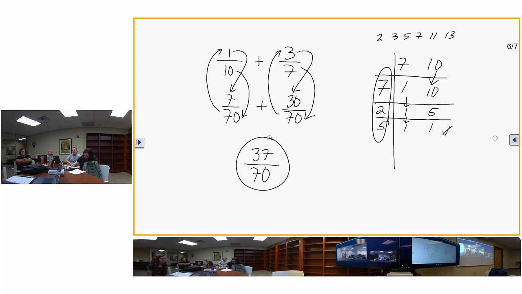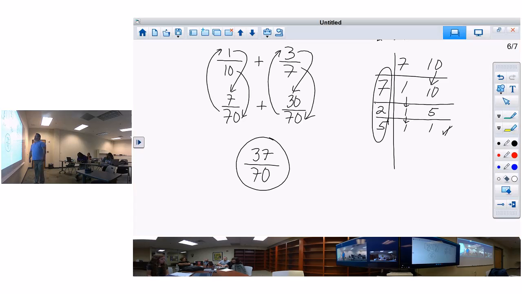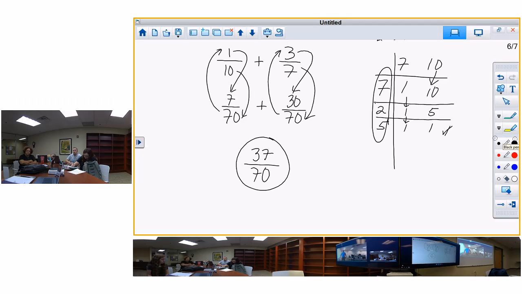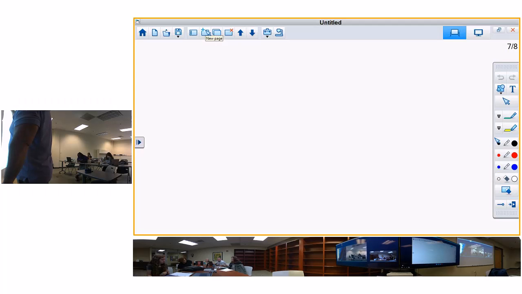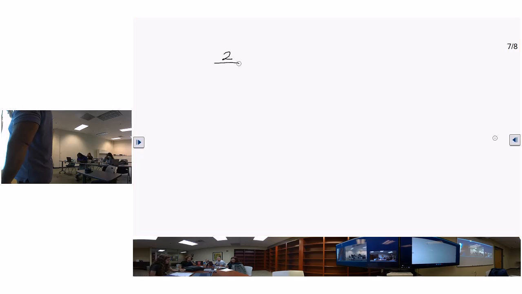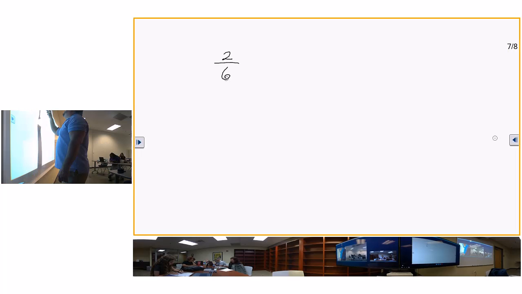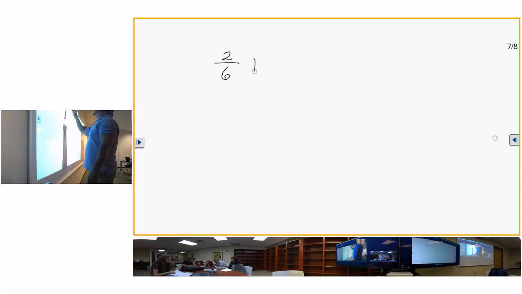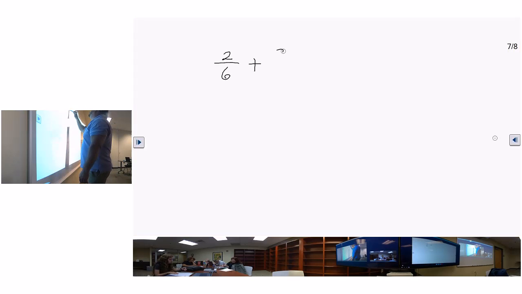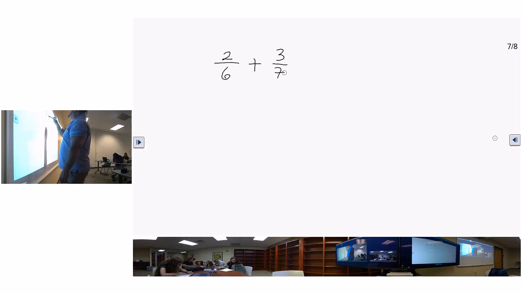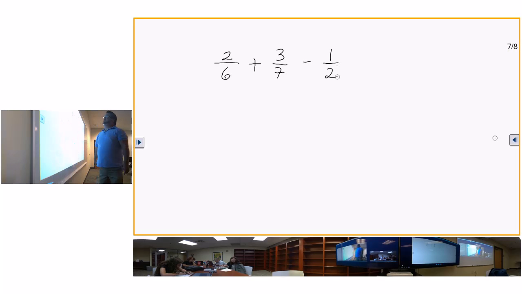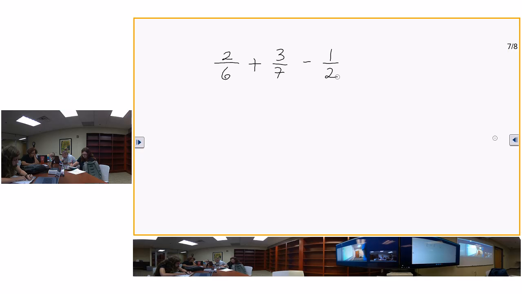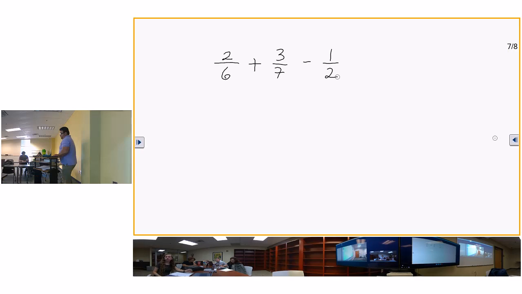Let's do a nerd read. Two over six plus three over seven minus one over two. Hopefully get some of y'all quit on this one.